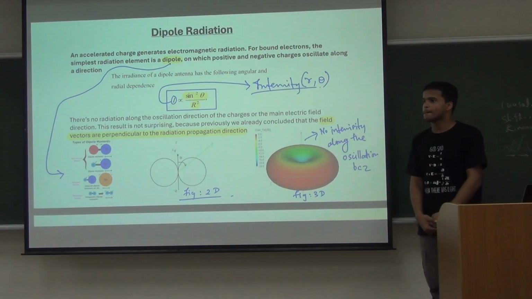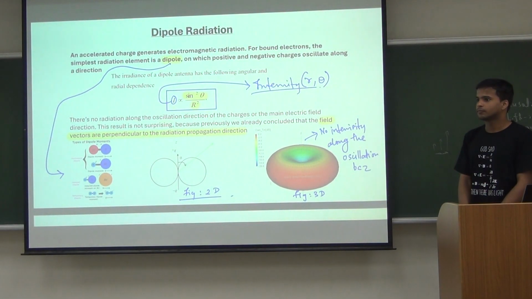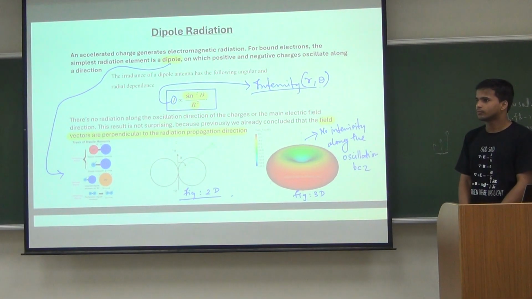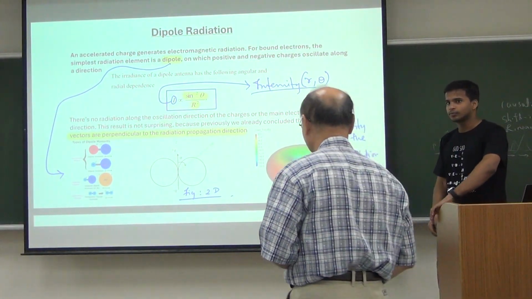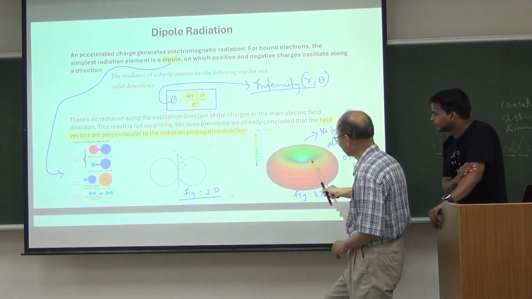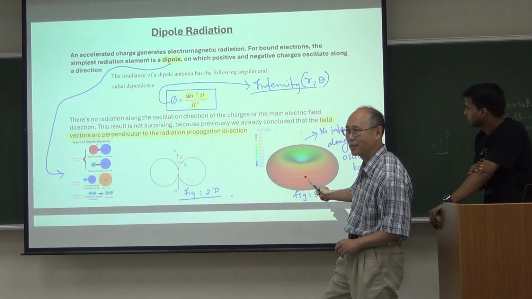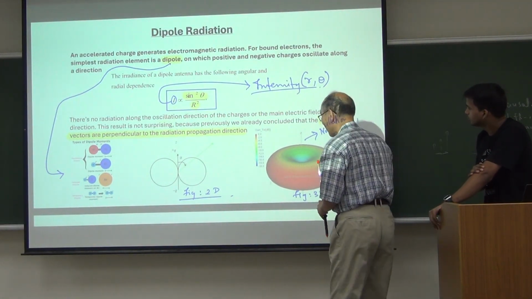Yes. But if the oscillation direction is like this, why can't we have radiation close to it? Why can we have a direction that is not? Okay, that is a wonderful question. But remember that this is not in the XY coordinate system. This is in the spherical coordinate system. Okay. So think about that.